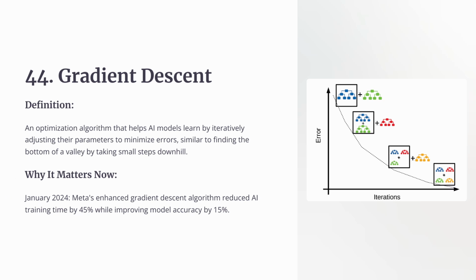Gradient descent is an optimization algorithm that helps AI models learn by iteratively adjusting their parameters to minimize errors, similar to finding the bottom of a valley by taking small steps downhill. Think of yourself trying to find the lowest point in a valley while blindfolded. You'd feel the ground around you and step in the direction that goes down. That's exactly what gradient descent does. Meta's improvement is like finding a faster way to reach the bottom while making fewer wrong steps along the way.